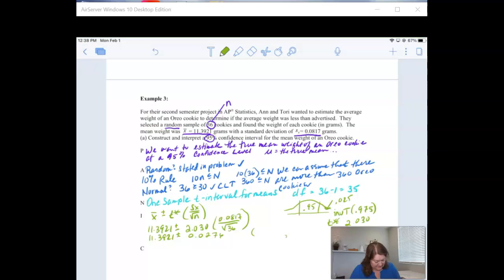So here is my interval. I'm going to do the low amount and then the high amount. So I'm going to subtract 0.0276 and then I'm going to add 0.0276. So when I subtract, I get 11.364. And when I add, I'm going to get 11.420. Okay. All right, so conclusion.